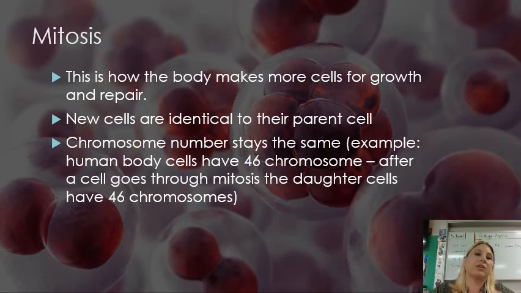Okay, so mitosis. Now, when our bodies go through the cell cycle, one process they go through is called mitosis. This is how the body makes more cells for growth and repair. Anytime you cut yourself, your cells have to go through this process. So new cells are absolutely identical to their parent cell, so our chromosome number stays the same. In human body cells, we have 46 chromosomes. When those cells go through mitosis, guess what? Those new daughter cells have 46 chromosomes. They're absolutely identical.